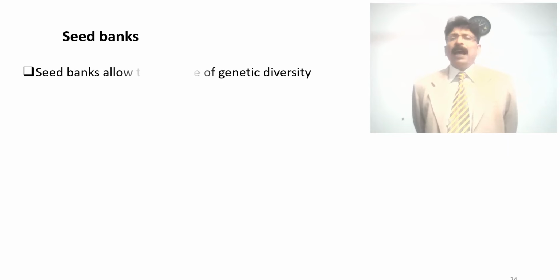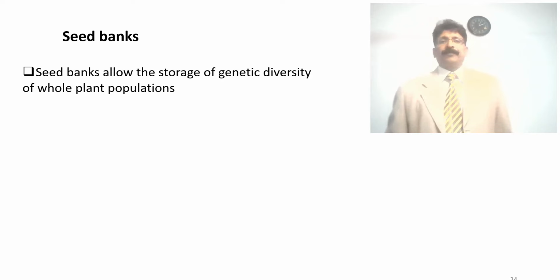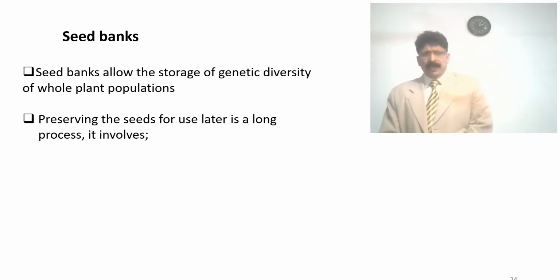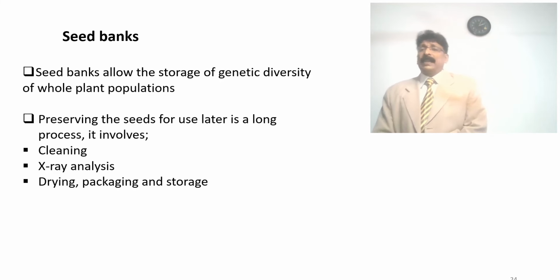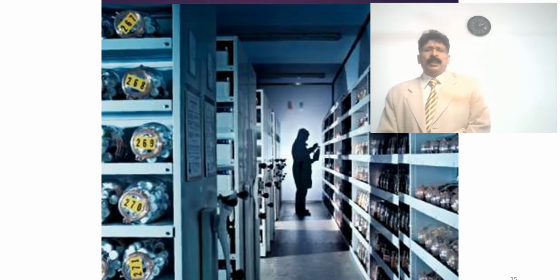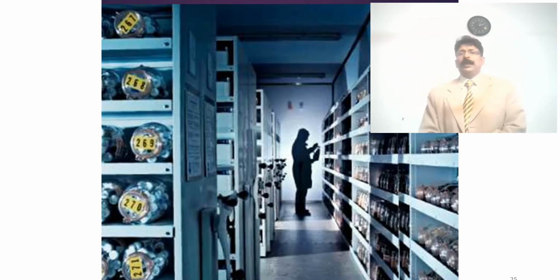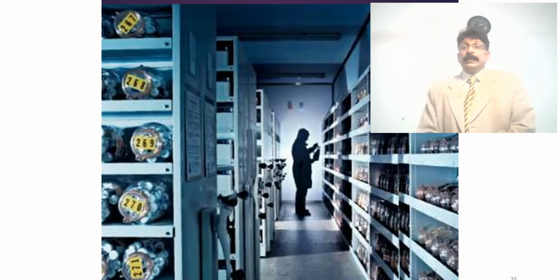Seed banks allow the storage of genetic diversity of a whole plant population, preserving their seeds for use later in a long process. It involves cleaning, X-ray analysis, drying, packing and storage, germination monitoring. So this is a picture of a seed bank where the numbers have been specified, storing the seeds of particular specialized seeds after all the protection process.